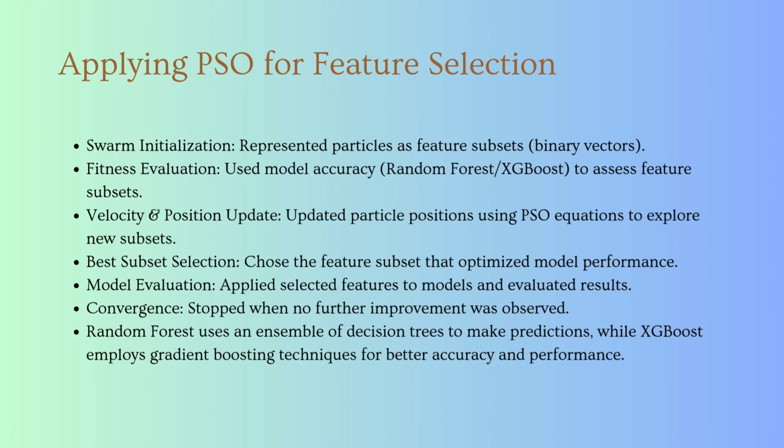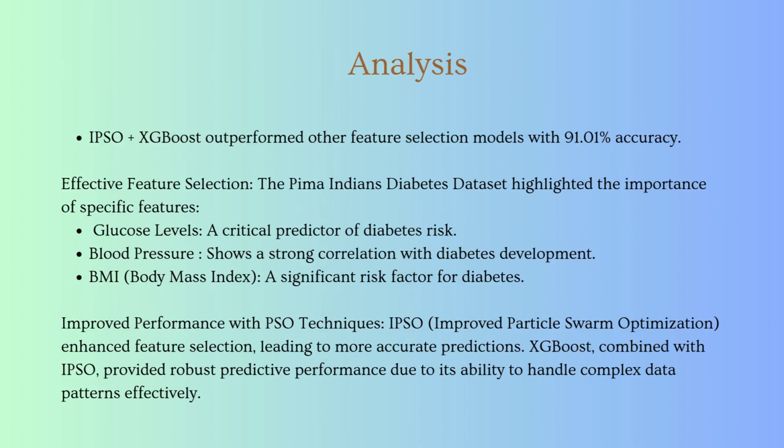And the fifth one is the iterative process. This process repeats for a specified number of iterations or until convergence is achieved, meaning that the particles are no longer making significant improvements in their fitness. Using the PIMA Indians Diabetes dataset, my application of IPSO combined with the XGBoost classification model achieved an impressive accuracy of 91.01%. This process highlighted the significance of specific features such as glucose levels, which is a critical predictor of diabetes risk, blood pressure, which is strongly correlated with diabetes development, and BMI, body mass index, which is a significant risk factor.